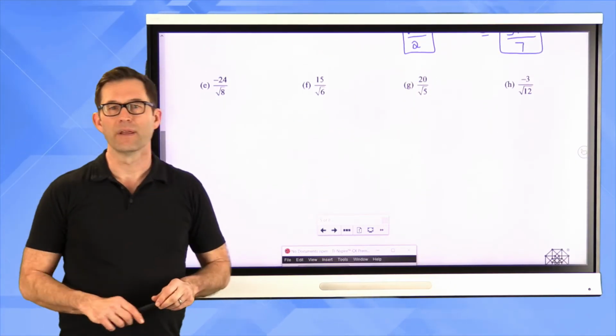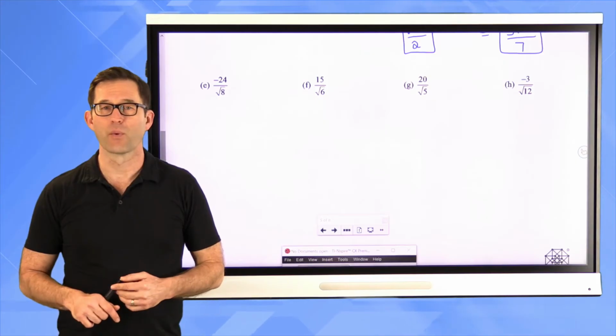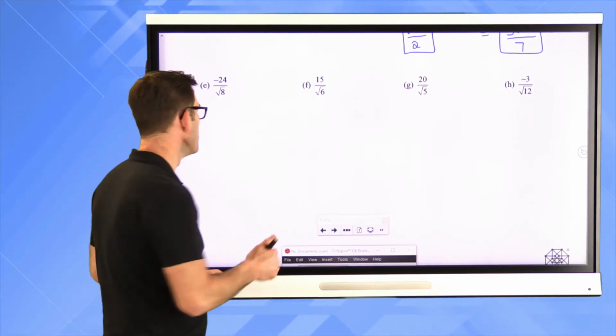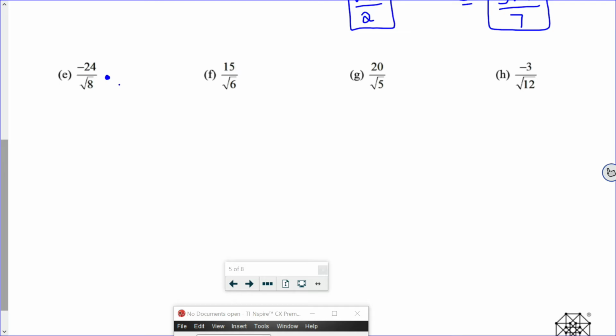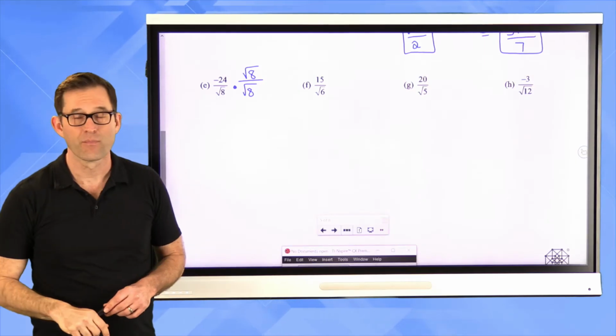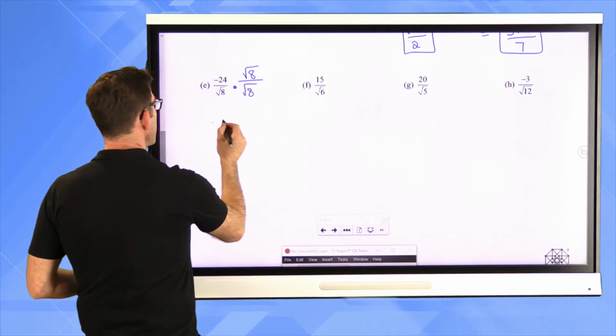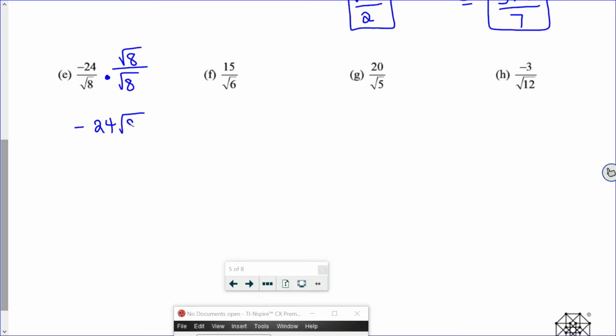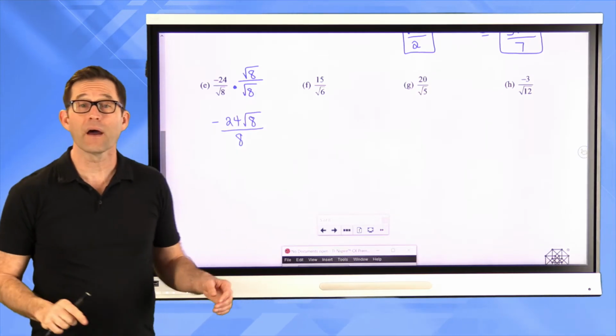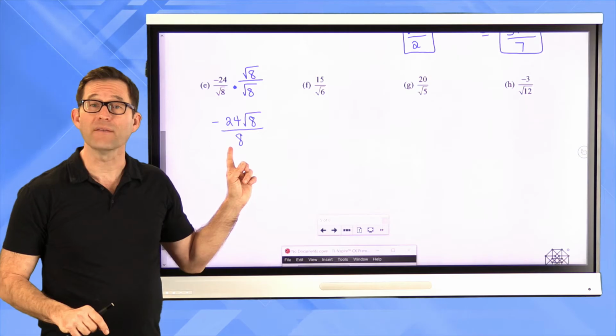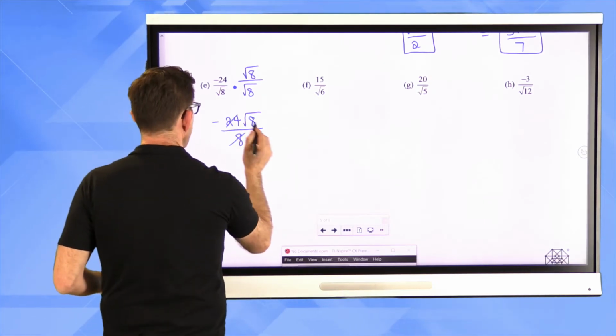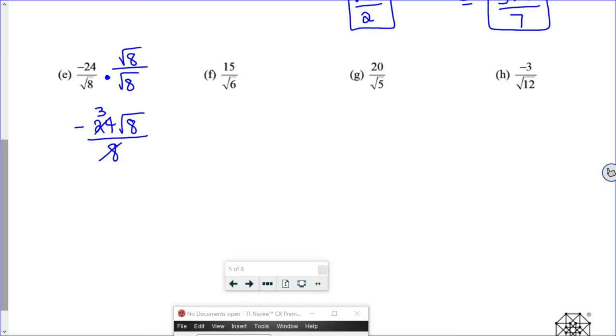Let's take a look at letter E, where we have negative 24 divided by the square root of 8. Now the negative is not really a big deal, and we should certainly consider starting this problem the way we did the other one. Multiply by the square root of 8 divided by the square root of 8. Now when I do that, I would get negative 24 times the square root of 8 all over 8. And I could divide out an 8 from both of those, and I'd get negative 3 times the square root of 8.